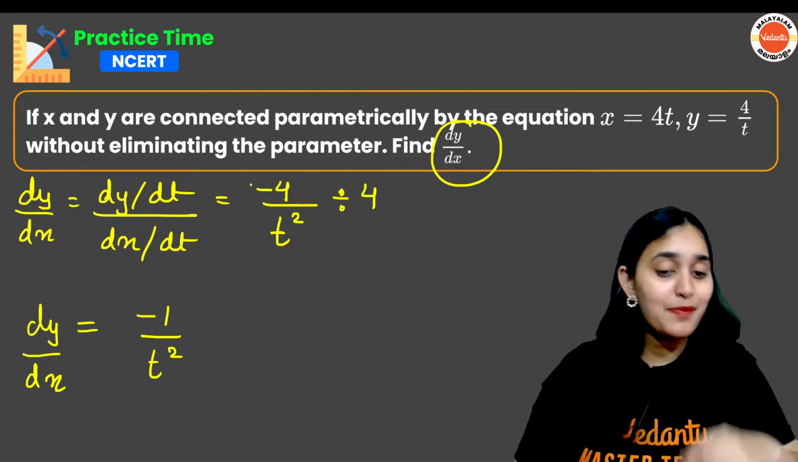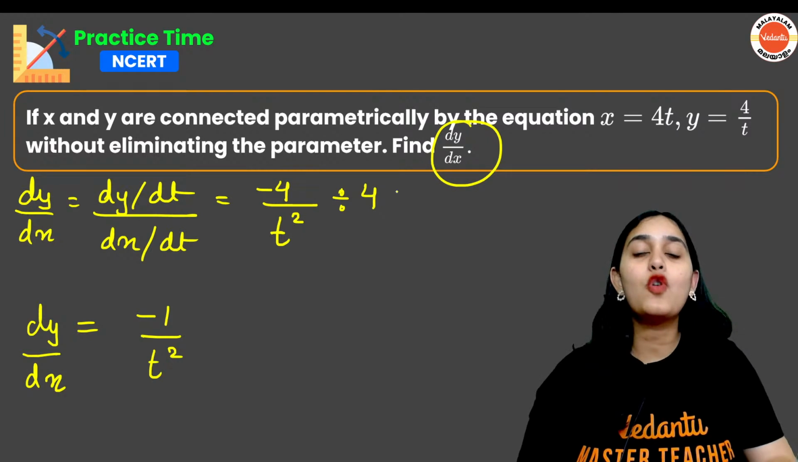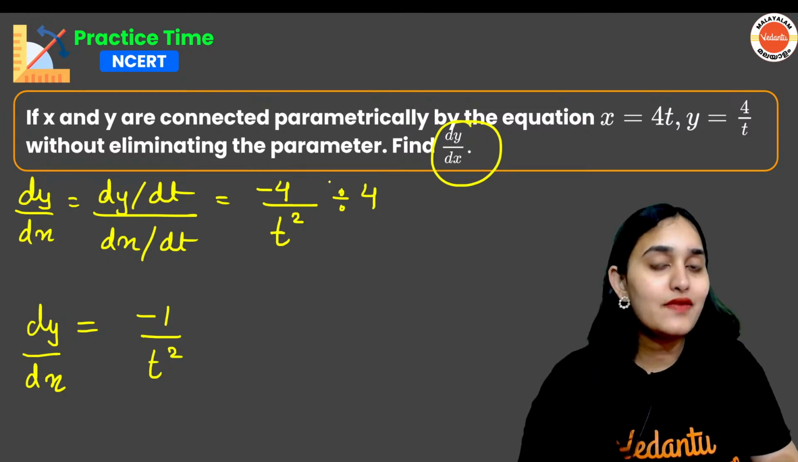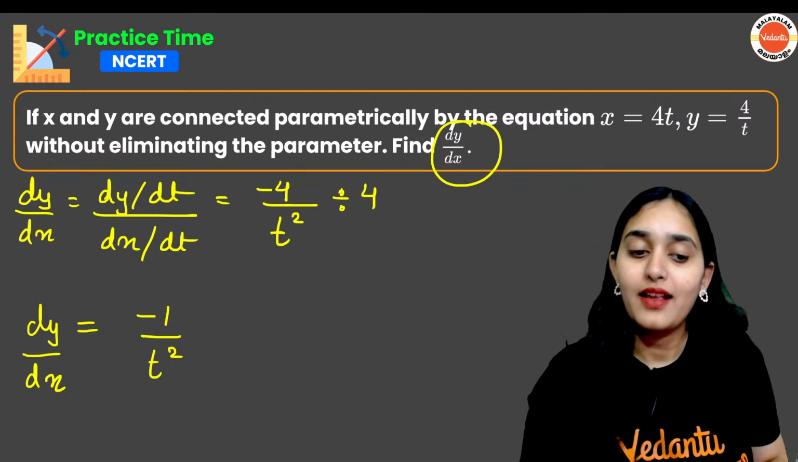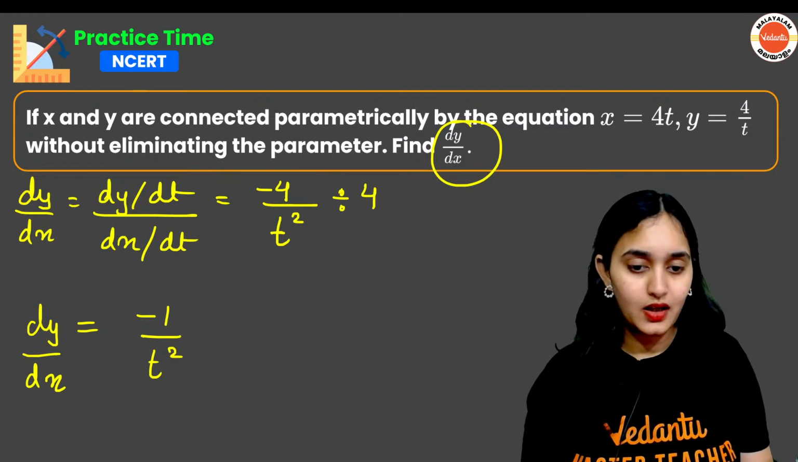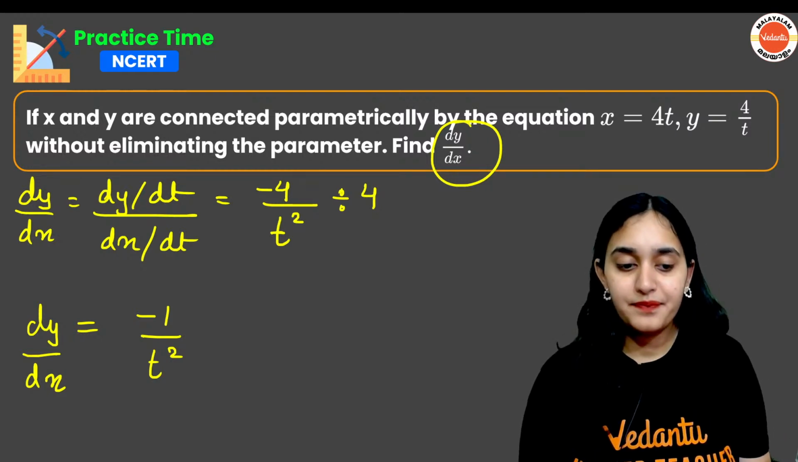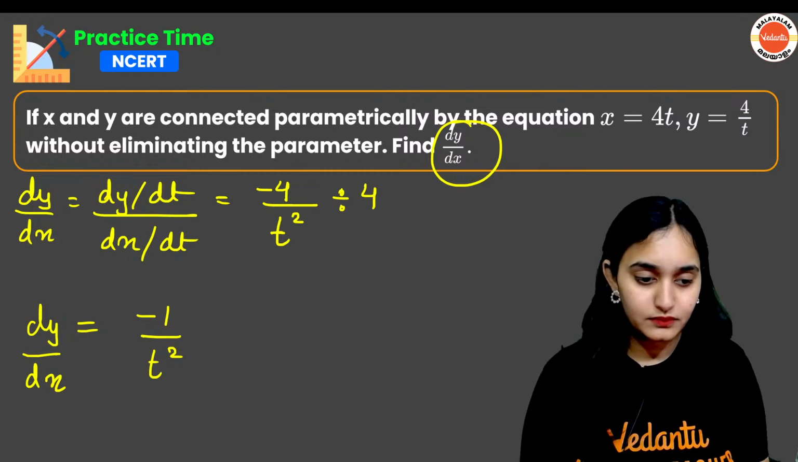No, we are not multiplying. We are dividing. So 4 cancels. Minus 1 upon t square. That's your answer. Okay. Understood? Moving on.